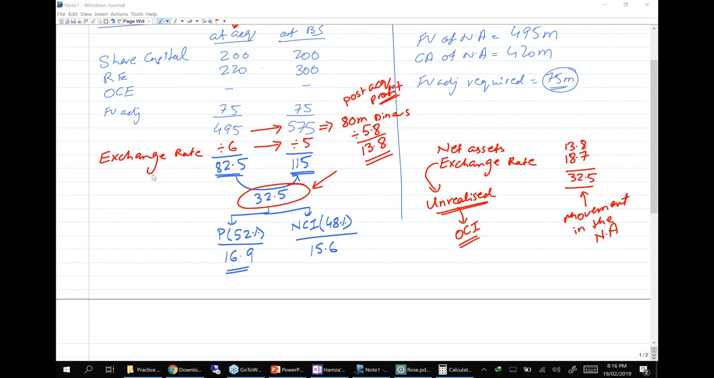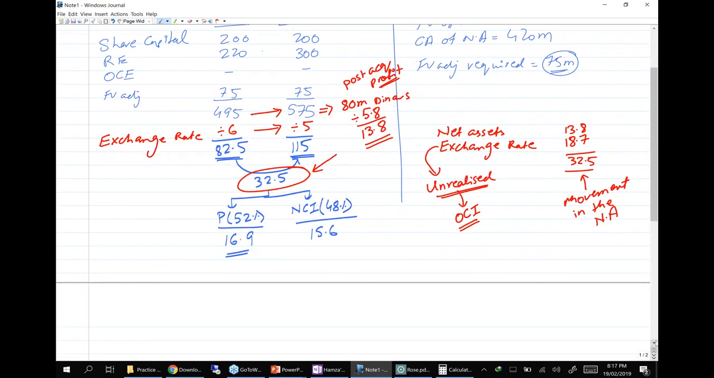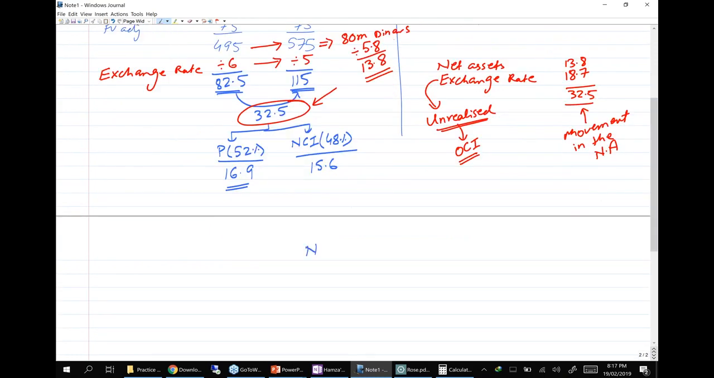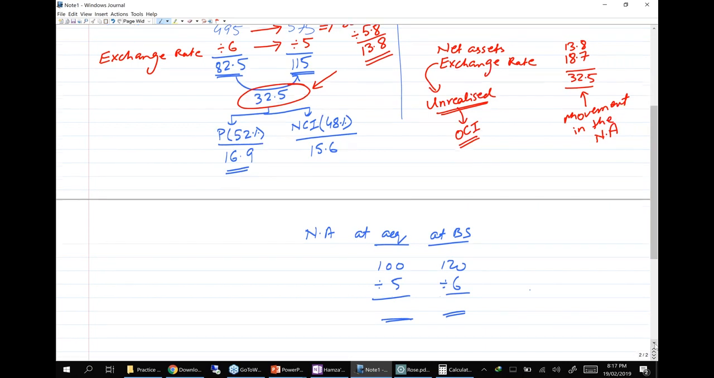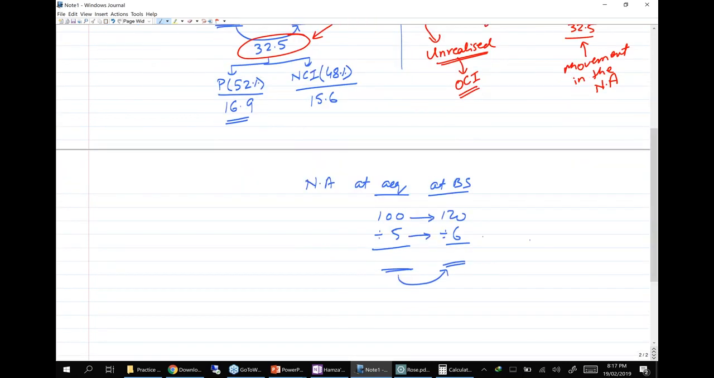Patrick is saying, no, I didn't get the split. Basically, Patrick, what is happening is, for example, if I go down, I'm going to say that the net assets at acquisition and net assets at balance sheet date. Let's suppose this was 100, this was 120. And then we applied the exchange rate of 5 and let's say 6. So what is going to happen is that this increase will have the impact of two things, the net assets and the exchange rate. The exchange rate impact is the unrealized, so it should go to the OCI, and the net asset should go to the P&L.